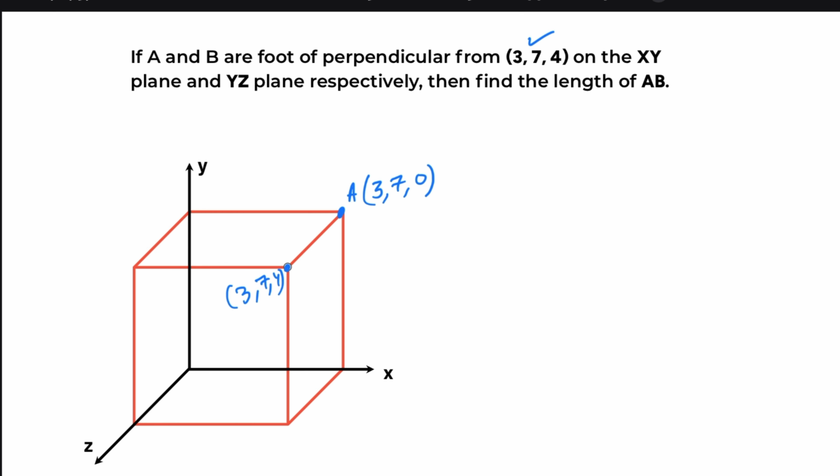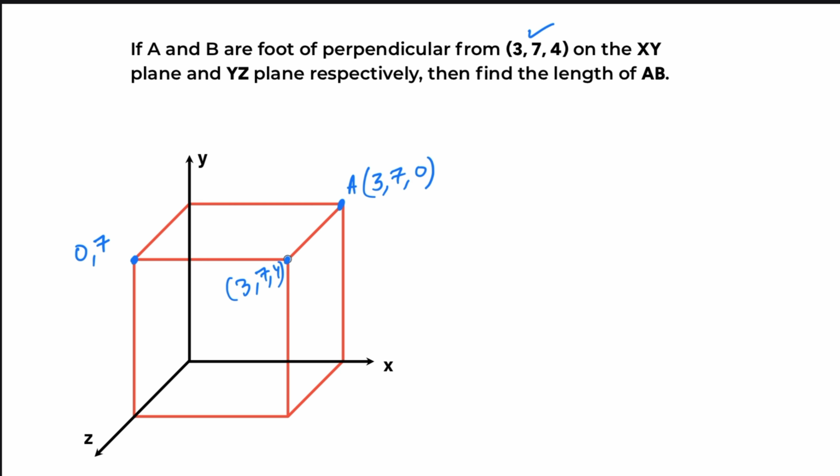In the same fashion, if we want to find the foot of perpendicular on the yz plane, then we just remove the coordinate x and write it as 0, which gives (0, 7, 4). So this is how we find the foot of perpendiculars using geometry. Now we have to find the distance, that is the length of AB. B is this point, which is the foot of perpendicular on the yz plane.